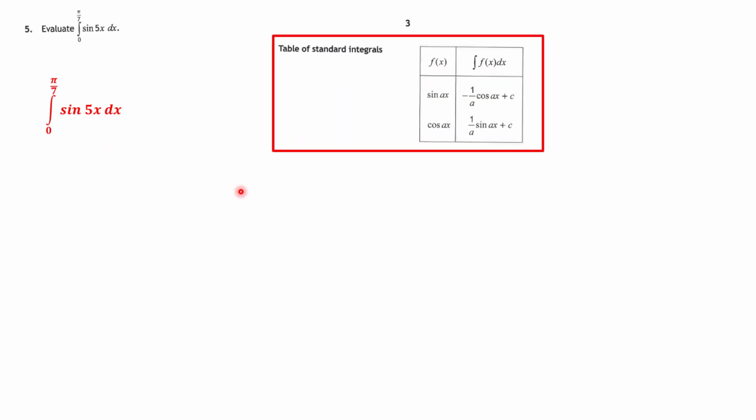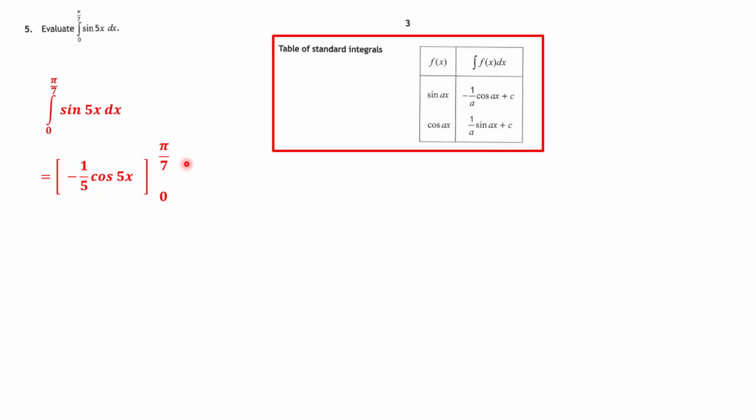Okay then. Question 5, evaluate this definite integral. The definite integral is from 0 to pi by 7 of sine 5x dx. We go to the formula sheet. If you don't know this already, it's given as the integral of sine ax is -1 over a cosine ax. We go back here, we've got a equals 5, so we can then say it's -1 over 5 cosine 5x from 0 to pi by 7.